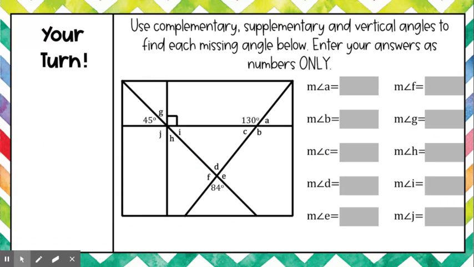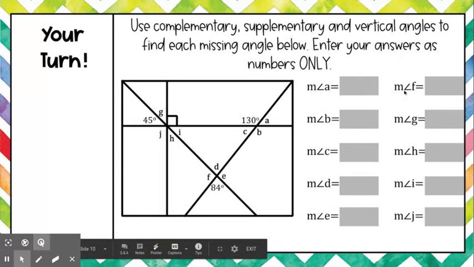So here's a little bit of your turn time. Use complementary, supplementary, and vertical angles to find each missing angle below, and enter your answers as numbers only. So let's look at the measure of angle A. And A is going to be right here. We have two angles right here, side by side, that are forming a straight line. So that's going to equal 180 degrees. Well, we know we have part of it. We have 130. So we're going to take 180 minus 130 to give us the measure of angle A. And 180 minus 130 leaves us with 50. So A is going to equal 50.